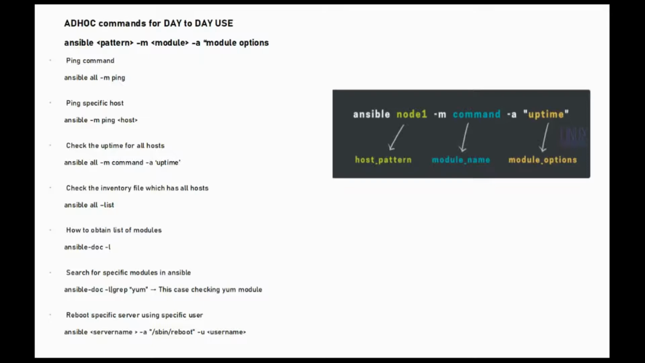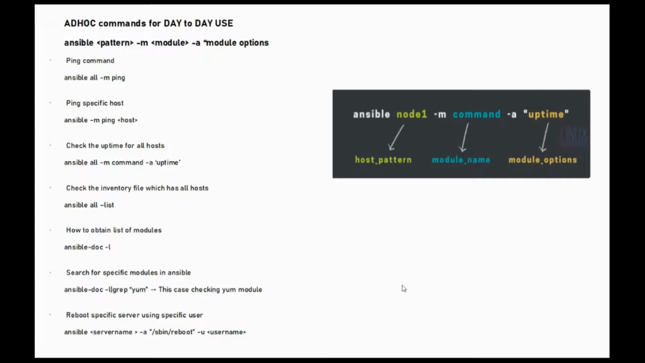And if I want to find a particular module in the Ansible documentation, all I need to do is ansible-doc -l piped to grep yum. This will give me the yum module details: what options you can use with yum and what yum is used for.